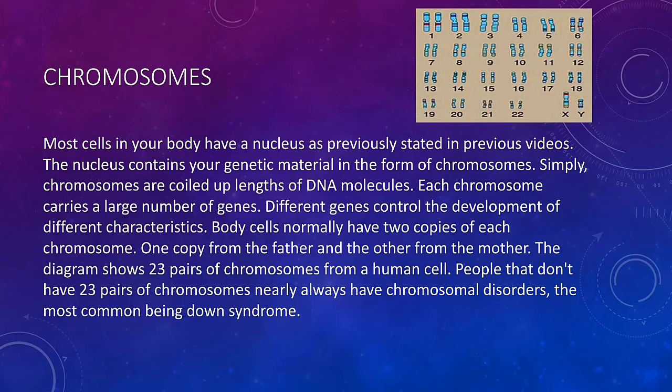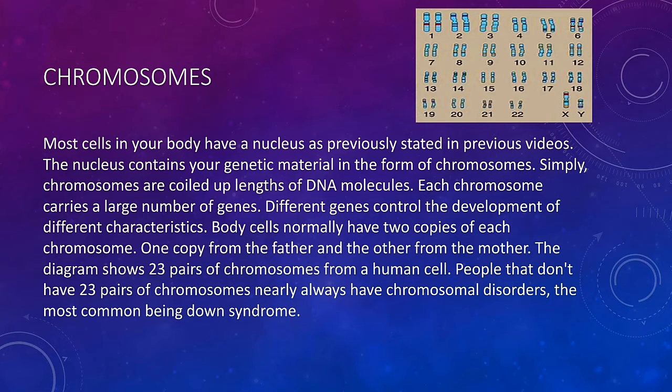Each chromosome carries a large number of genes. Different genes control the development of different characteristics. Body cells normally have 2 copies of each chromosome, one copy from the father and the other from the mother.